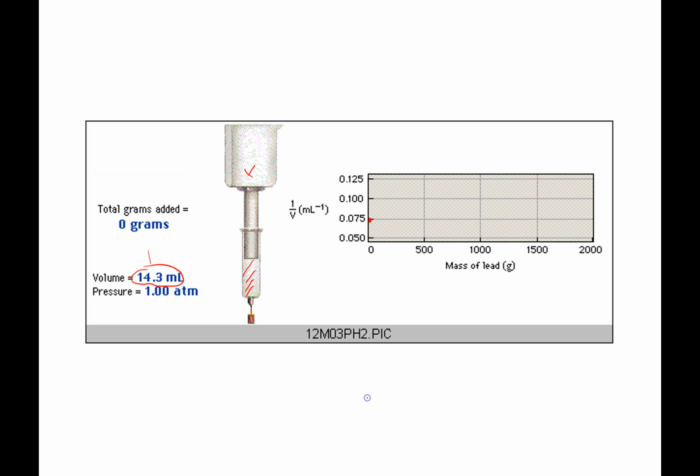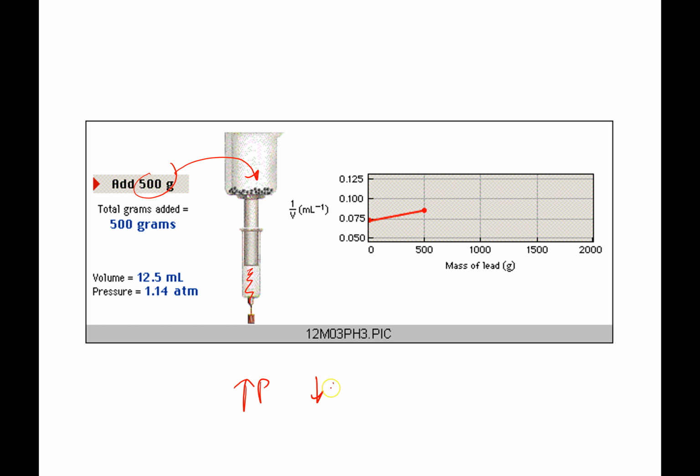All right. Now we go ahead and we add 500 grams of shot right there. And now I'm going to go back and forth. Check that. Here's the volume, and then here's the volume. So we increase the pressure and we decrease the volume. We decreased the volume, but actually the inverse of the volume went up. So that's kind of what you're seeing there with the trend.